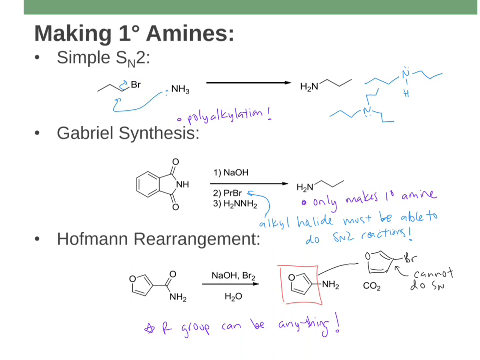It cannot do SN2, right? It's on an aromatic molecule, on a furan. That hybridization right there is sp2, not sp3. Remember that SN2 reactions can only work on sp3 hybridized carbons because you need to have a backside attack. Bond strength and bond lengths need to be consistent for the backside attack on an sp3 carbon. So this type of molecule just can't do that. So the Hofmann rearrangement allows you a wider variety of R groups here. We're going to take a closer look at that in a sec.